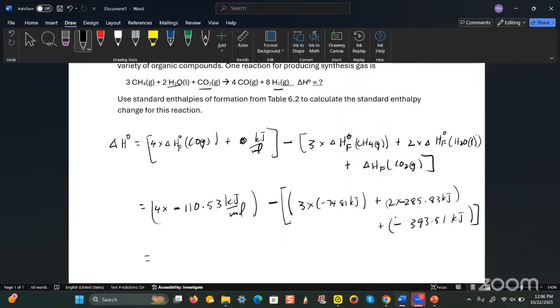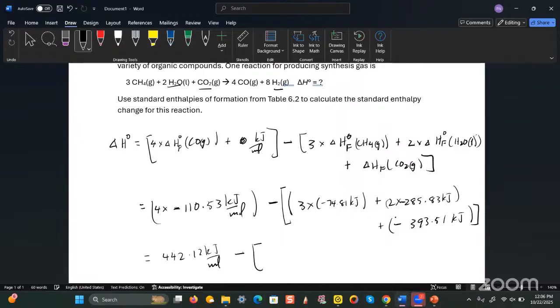So I'm going to start off with minus 110.53 times 4. So this part here gives me, and please correct me if I'm wrong, but I got 442.12 kilojoules per mole. And then I'm going to concentrate now on the other side.